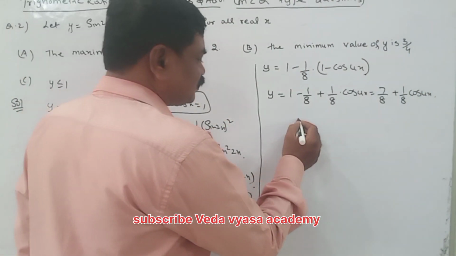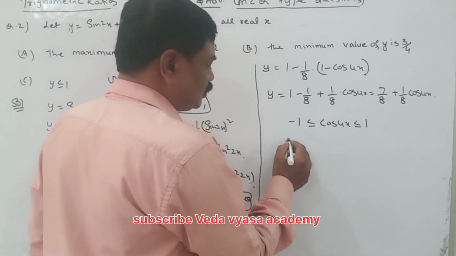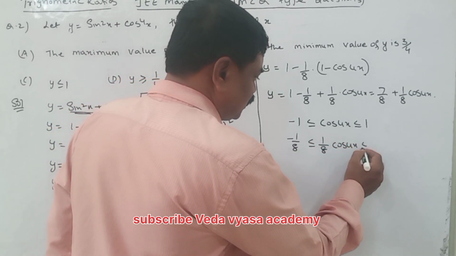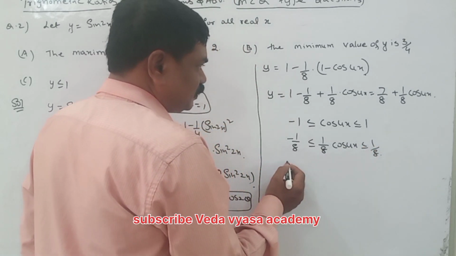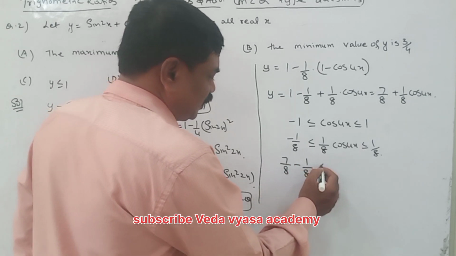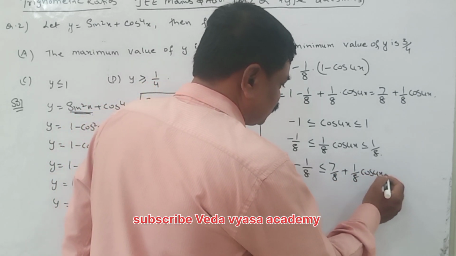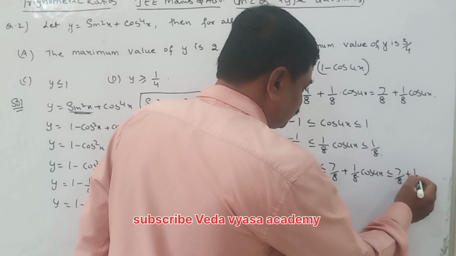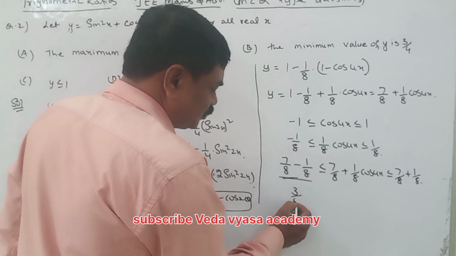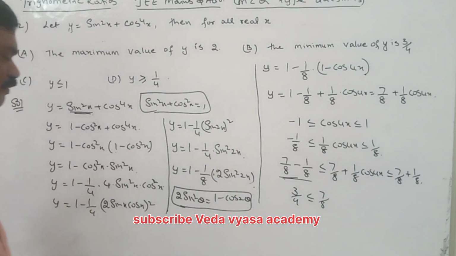We know that minus 1 less than or equal to cos 4x less than or equal to 1. So minus 1/8 less than or equal to 1/8 cos 4x less than or equal to 1/8. Then after that add 7/8 on both sides. 7/8 minus 1/8 less than or equal to 7/8 plus 1/8 cos 4x less than or equal to 7/8 plus 1/8. What is the value of this? 6/8, that is 3/4.